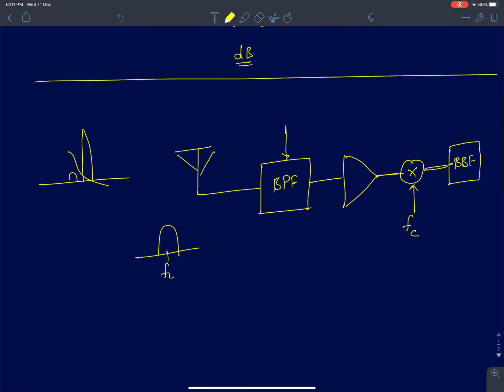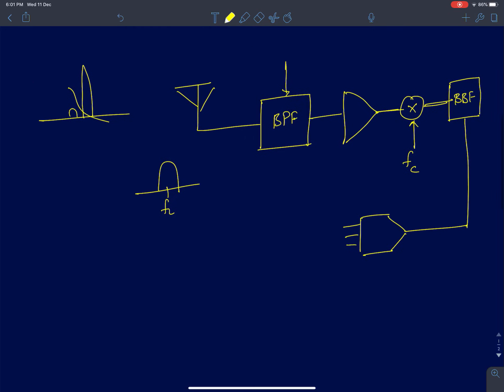BPF is a band pass filter. I have already used this terminology, so I might use it in the exam as well. This baseband filter is eventually fed to an ADC. So this is a normal receiver structure. Transmitter will be the inverse of this.